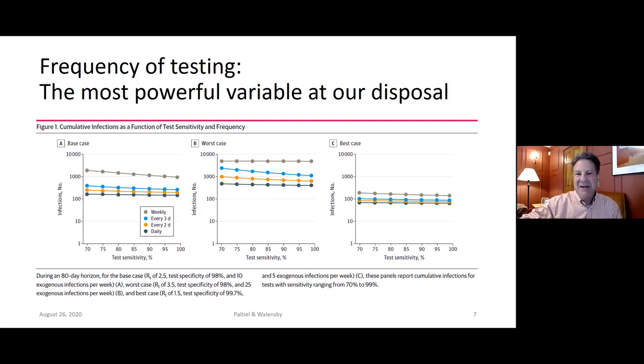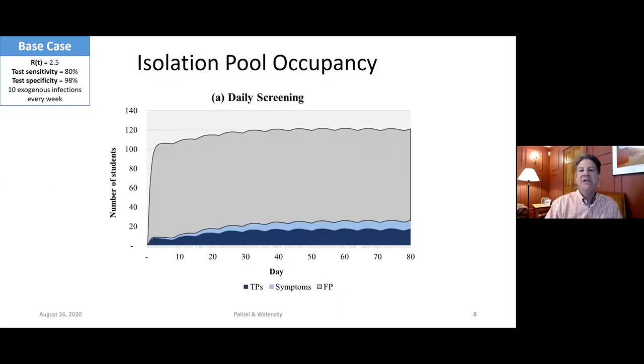Okay, enough about that. We are going to show you a number of graphs that look just like this one. So let's take a moment just to make sure that it's clear what's going on. Here we're assuming the base case assumptions, RT 2.5, a test sensitivity of 80%, 98% specificity, 10 exogenous shocks per week. On the horizontal axis, we're looking at the number of days in an 80-day semester. And on the vertical axis, and by the way, this vertical axis is going to change from graph to graph, so keep your eye on it.